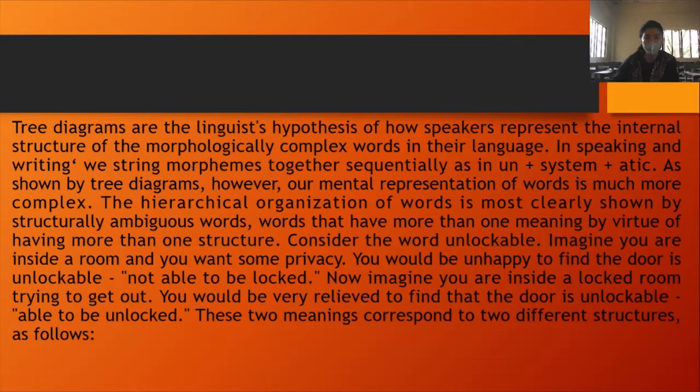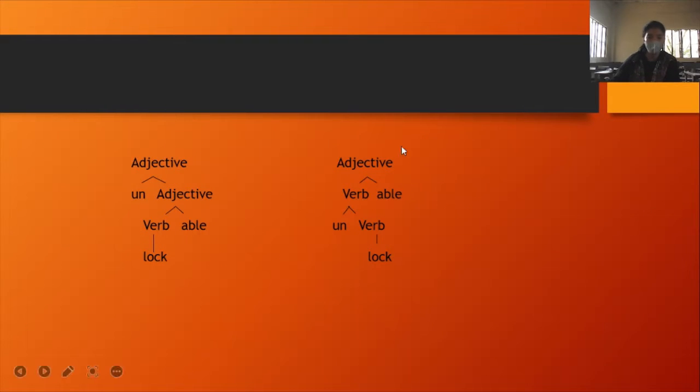Consider the word unlockable. Imagine you are inside a room and you want some privacy. You would be unhappy to find the door is unlockable, not able to be locked. Now imagine you are inside the locked room, trying to get out. You would be very relieved to find that the door is unlockable, able to unlock. These two meanings correspond to different structures as follows. So, these are the structures.